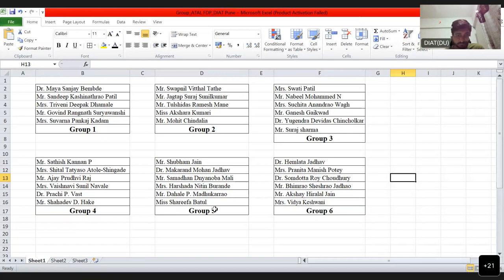Then we have Mr. Samadhan, Mrs. Harshada, Mr. Dahale, and Ms. Sharifa in group 5. The last group is group 6. Participants are Dr. Hemalata Jadav, Mrs. Pranita, Dr. Somadatta, Mr. Bhimrao, Mr. Akshay, and Mrs. Vidya. We divided you into groups so that we can give some tasks to you. You can work together among your colleagues.